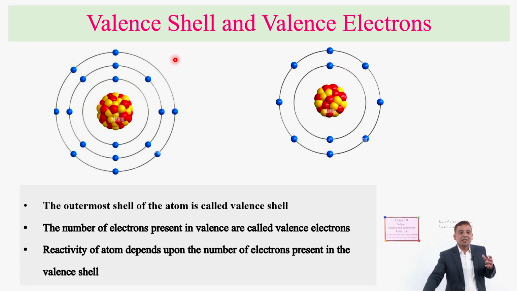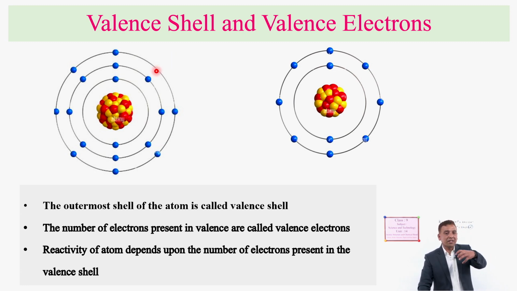So in this first structure you are looking at 7 electrons as valence electrons. In the same way, how many electrons do you find in this second structure? How many valence electrons are there in this structure?